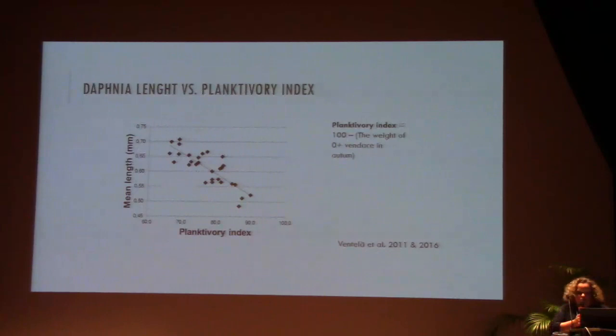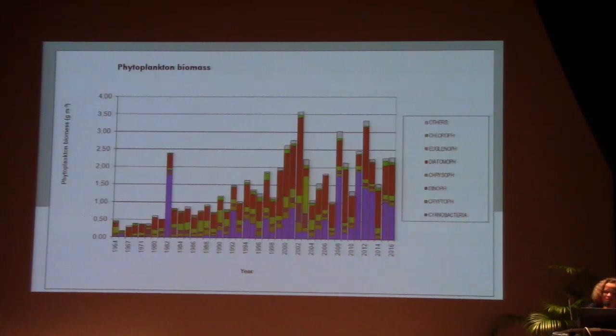in the neolimnological results, we can show that there is a negative correlation between the mean length of Daphnia and the intensity of planktivory. We are using this planktivory index, which is the weight of zero-plus vendace in autumn, 100 minus the biomass.